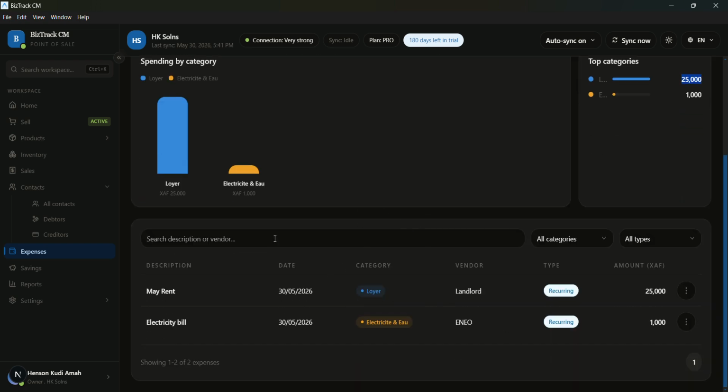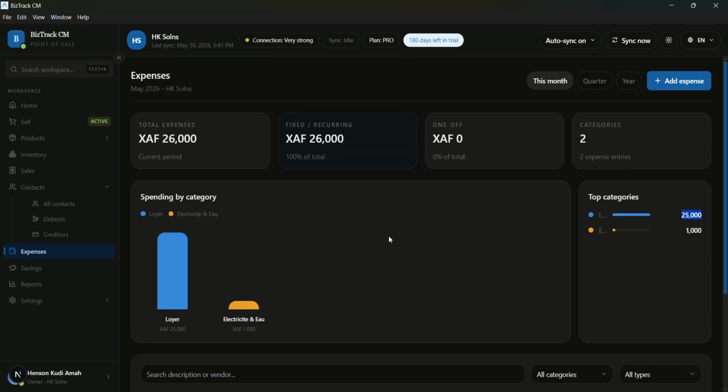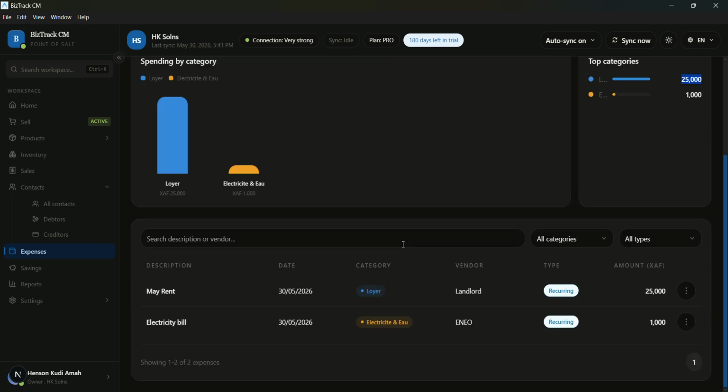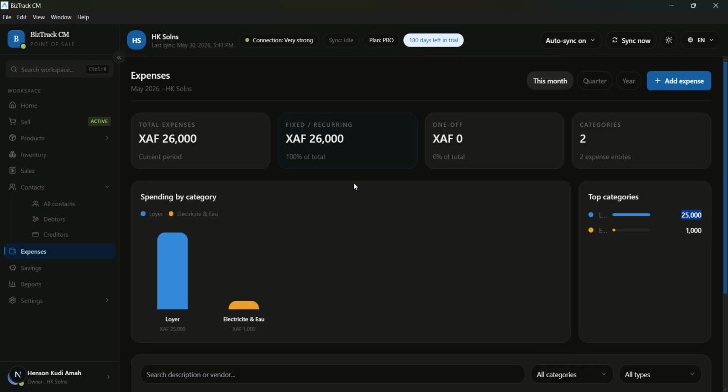So with this information, the management can track or have more clarity about which areas they can improve in expense management. Yeah, that's it about expenses.